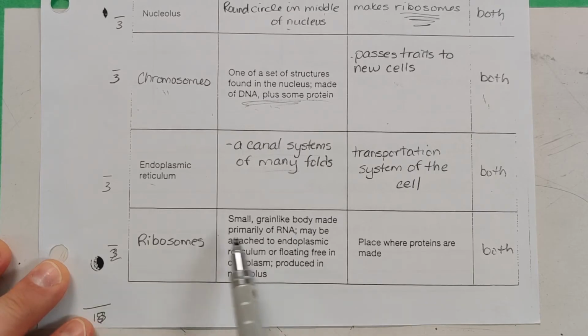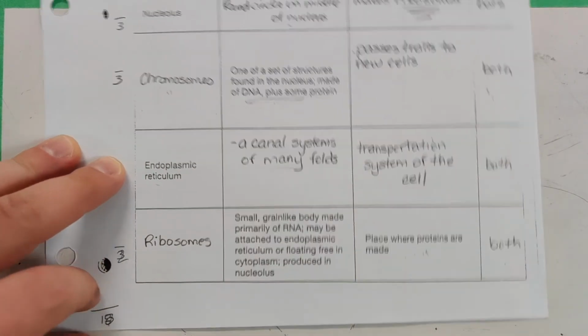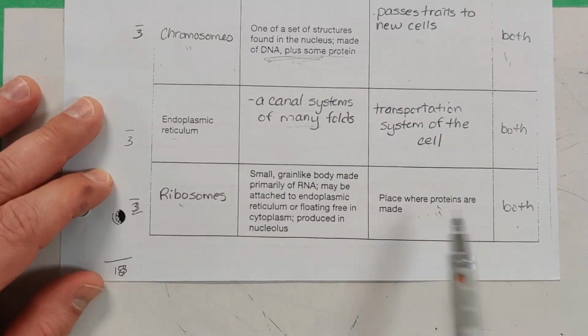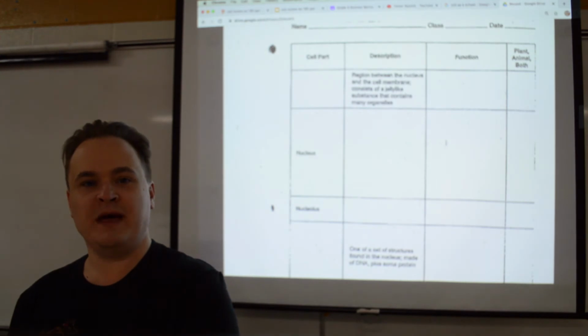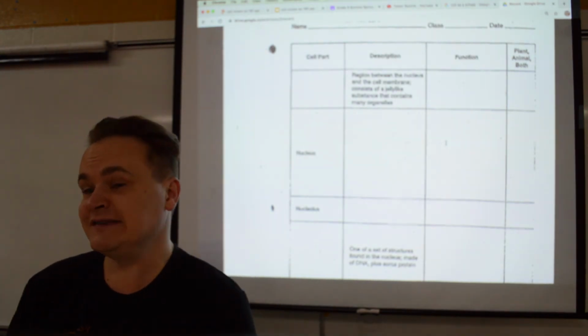The ribosome, small grain-like body made up of RNA, right? Place where proteins are made. Both. Pretty cool. Once again, don't forget this: the nucleolus makes ribosomes, and then later on, ribosomes make protein. Ribosomes are made by the nucleolus, and they make protein. A little bit weird. Get used to it.